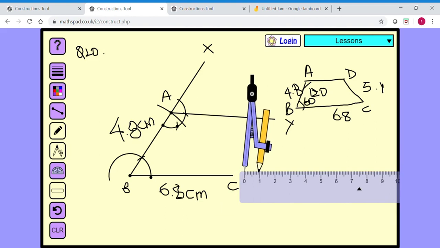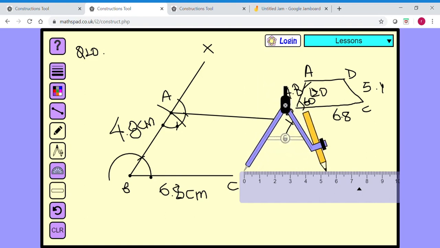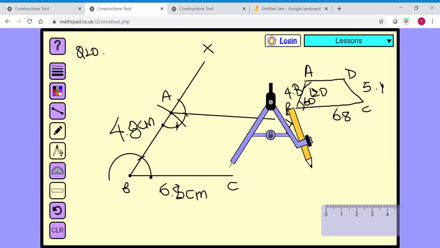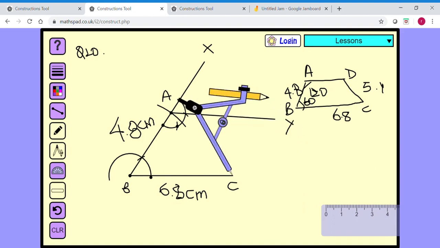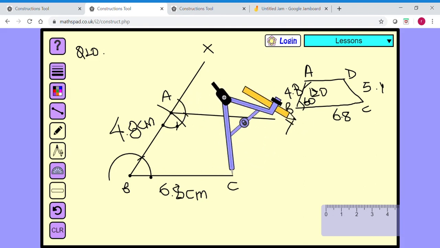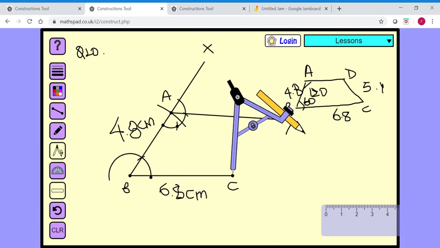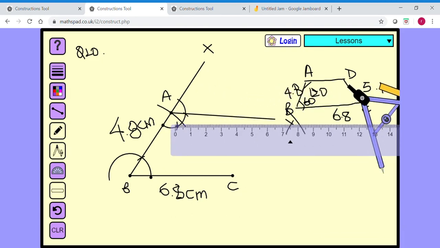Here I need to measure 5.4. So this is 5.4 and I will put it here and cut an arc. Now should I cut an arc here or somewhere here? Well, here it will not make any sense. So here is where I cut an arc, which means I've made a mistake. My line should have been bigger. Anyway, I will try and increase it now.